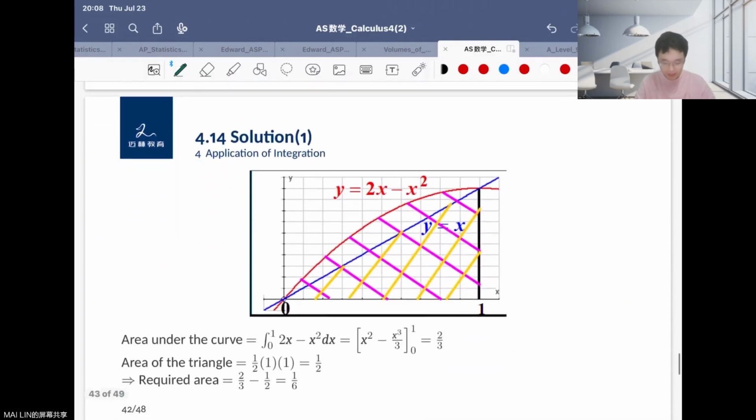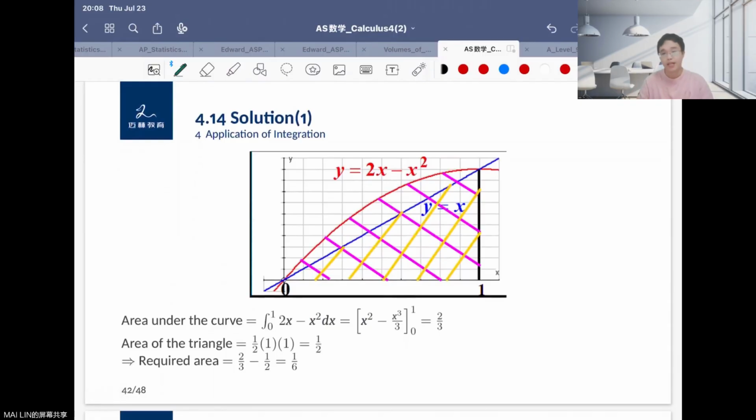So we can set the area as the integration between 2x minus x squared and here's x, right? So this can be considered as the pink area minus the yellow area, right? Okay, that is the equation here. So just using two kinds of integration you can calculate.